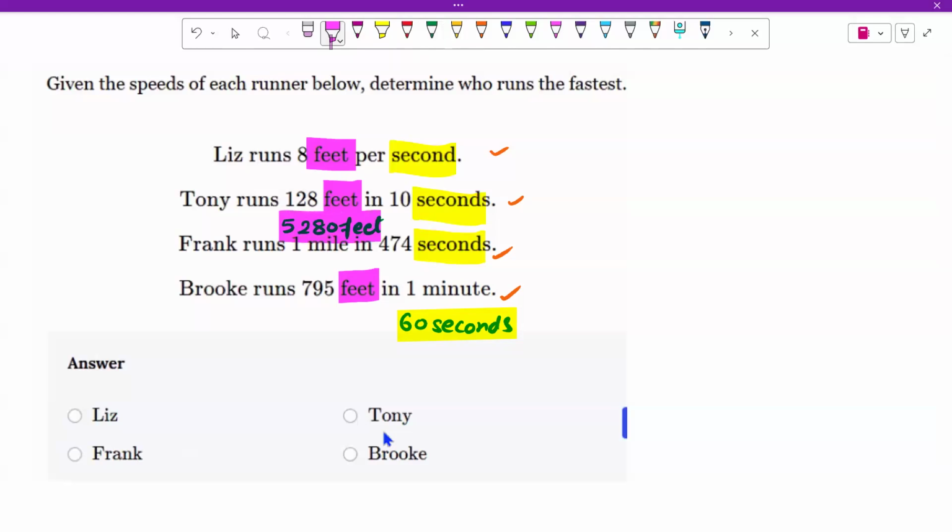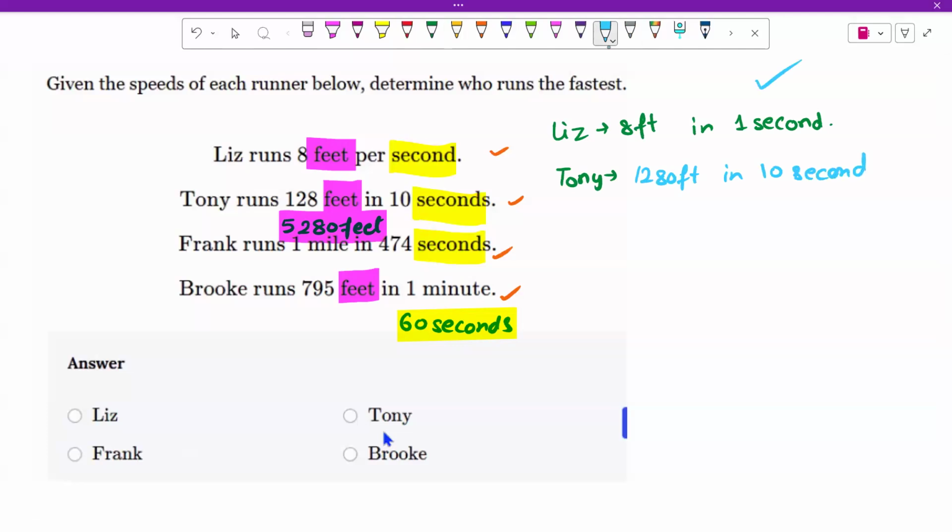Okay. So we got everything, all the measurement units for running also in feet, timings also in seconds, right? Okay. So now see, this is Liz. Liz is running 8 feet per second, that is in 1 second. All right. They are saying Tony is running 128 feet in 10 seconds.